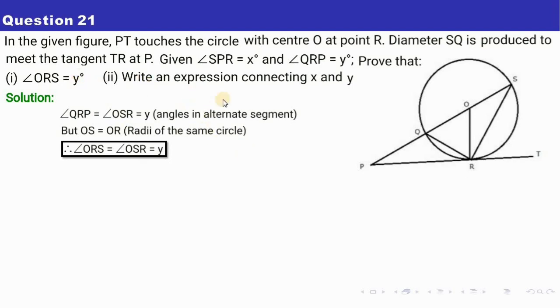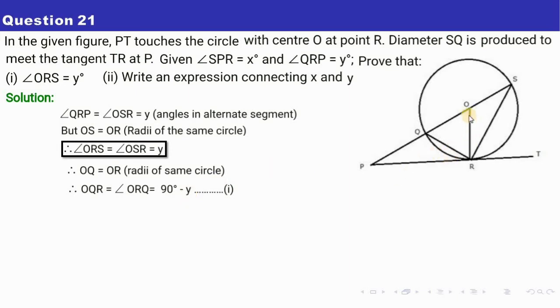So let's quickly have a look at the second part. Now we know that OQ and OR are both radii. So we can say, see here carefully, that if this and this are equal, then OQR is again an isosceles triangle, where this angle, that is OQR, and this angle, that is ORQ, will be equal to each other. Now this will be equal to 90 minus y. Let us see. Now how much is this?